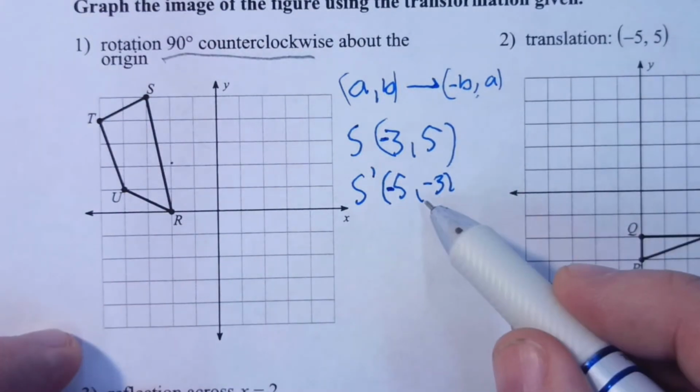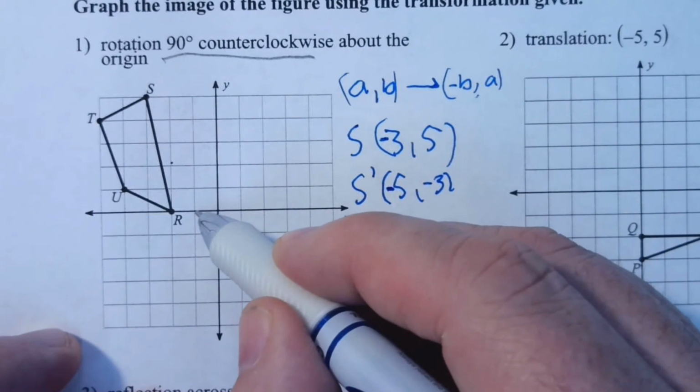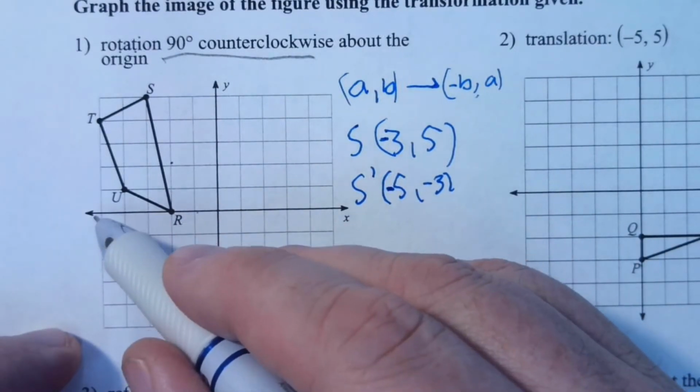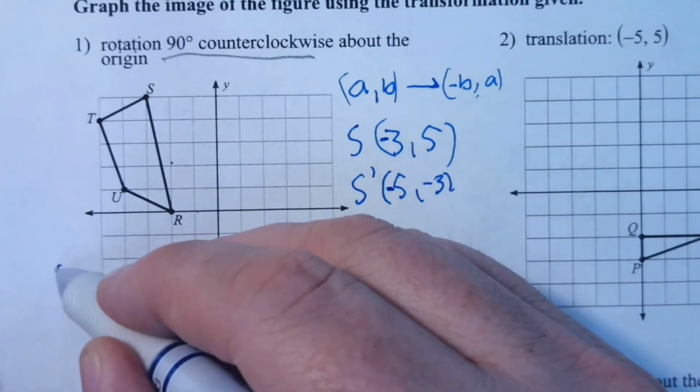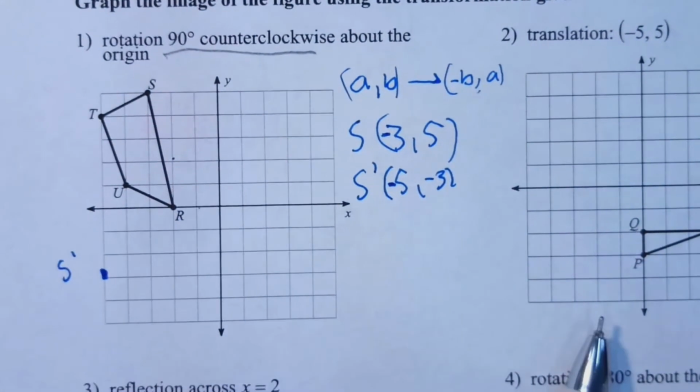So now I'm going to graph this point. Negative 5, 1, 2, 3, 4, 5, and down 3. 1, 2, 3. This becomes S prime. Okay? And so I'm going to flip this back up. Let's see how this works. I don't think I can do this. Okay, do we see now that that S is the same place as my S? Do I need to do that for each additional one? Yes.